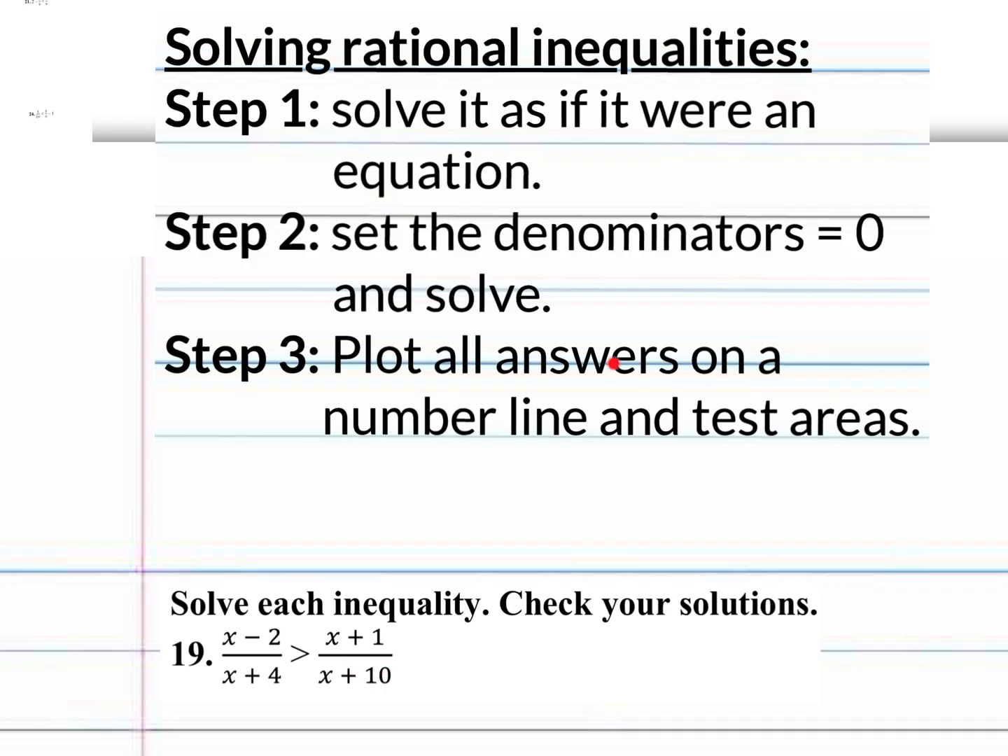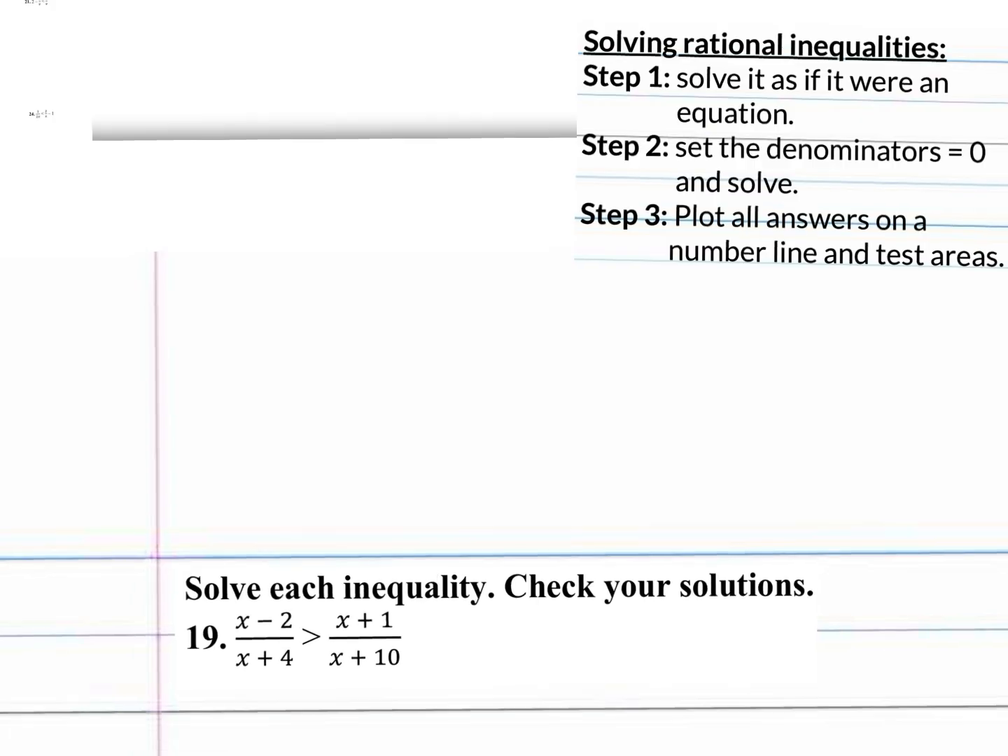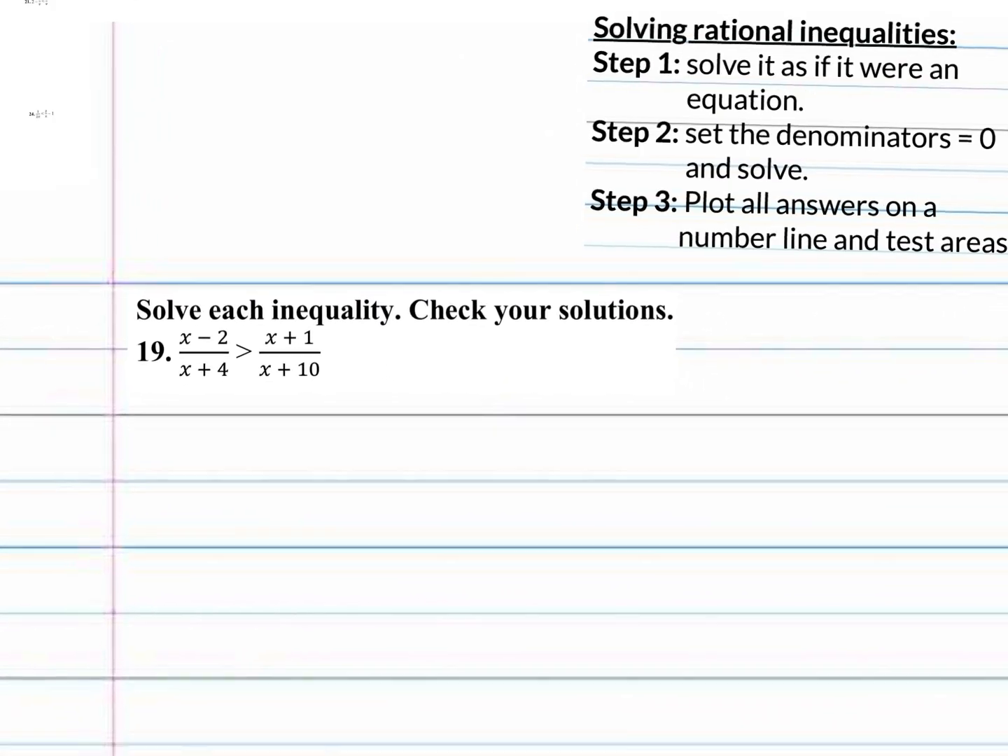And step 3, plot all the answers on the number line. Plot the answer that you got to solving the original, plot the answers that you got setting the denominators equal to 0, and you have a bunch of answers that you put on a number line, and then you test the areas. And then based on the areas of where it works, those are going to be the inequalities that represent your answer. So the best way is to just dive right in. This does take a long time. Hopefully you're mentally prepared here.